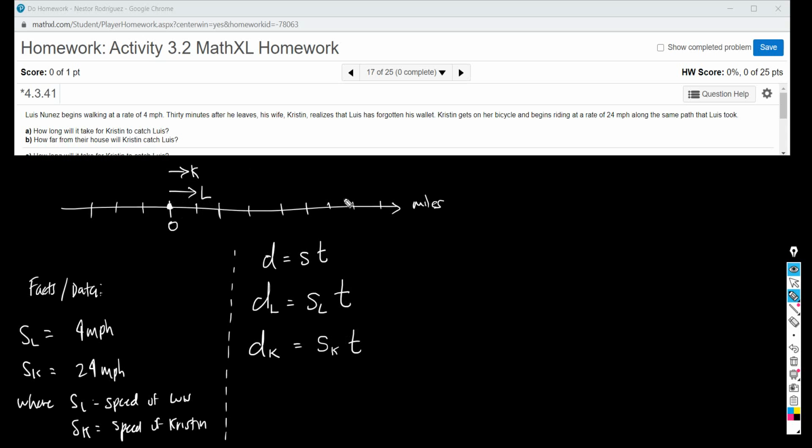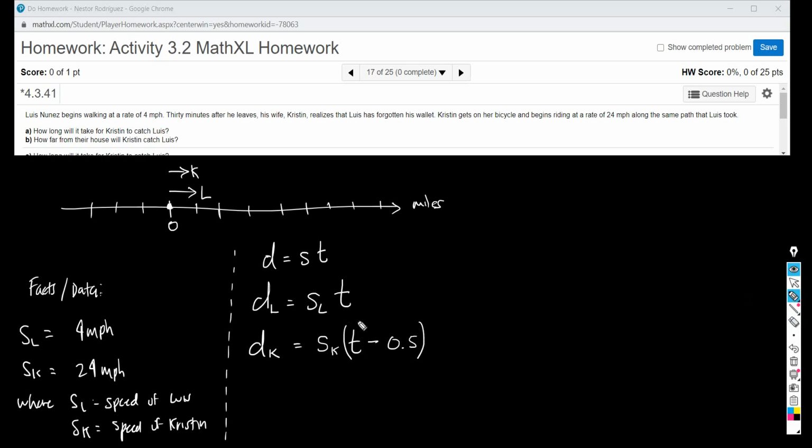First Luis takes off, and after 30 minutes, or half an hour, then Christine takes off. So the time that Christine has been traveling with respect to the time of Luis is actually the following: t minus 0.5. Let me tell you why. These things are a little tricky, and I need to make this distinction.